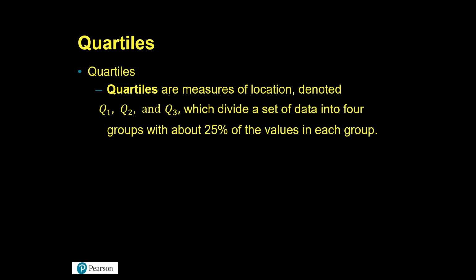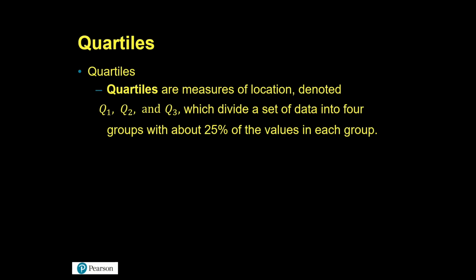So the next thing we need to talk about is quartiles. So quartiles should be very easy for most people to understand, since we've already learned what percentiles are in great detail. So quartiles are measures of location, and there are only 3 of them.